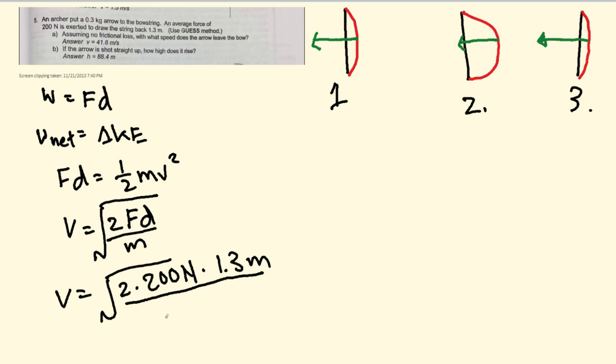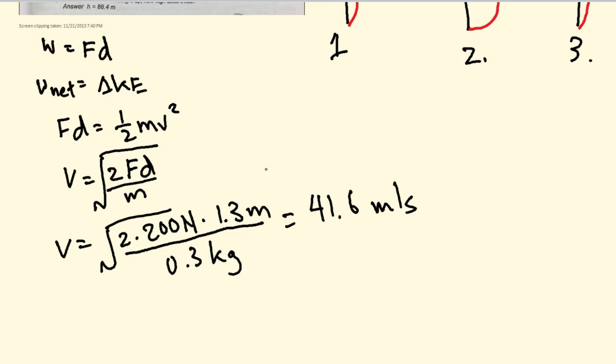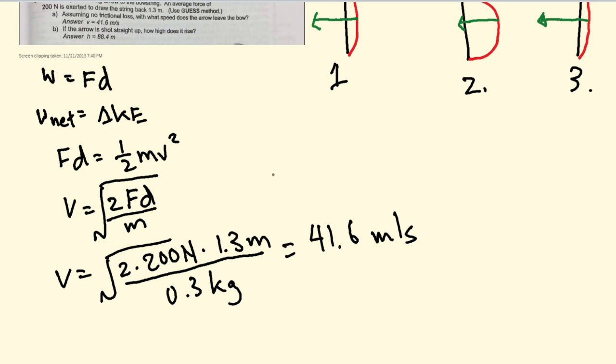Over 0.3 kilograms. And that leaves us with 41.63 meters per second, which is exactly the answer that they give us. Next, in B, they say if the arrow is shot straight up, how high does it rise?